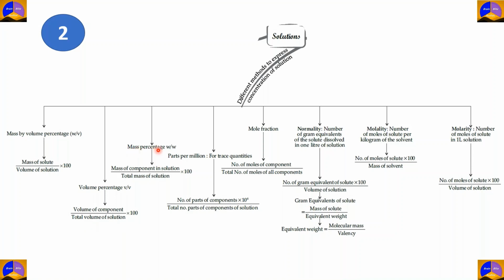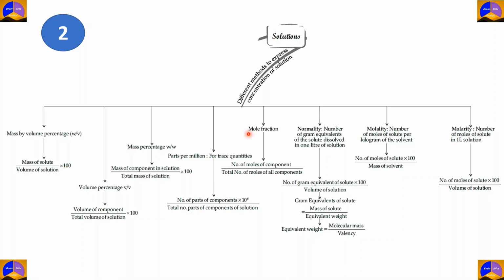The third is mass percentage. Here we divide the mass of component in the solution by the total mass of solution and multiply it with 100. Component can be solute or solvent. Next, to identify components in trace quantities, we use parts per million. Now in this formula, we divide the number of parts of one or more components by the total number of parts of all the components of the solution and multiply it by 1 million, or 10 raised to 6.